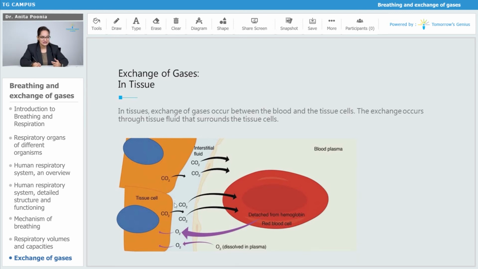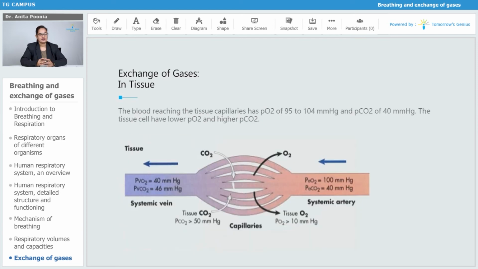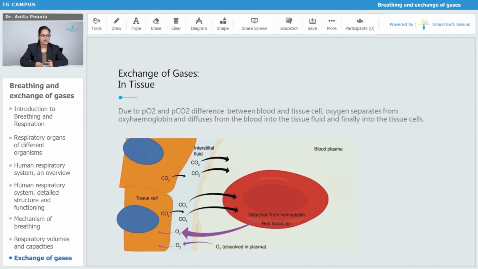As you can see in here, the tissue cell. Now students, the blood reaching the tissue capillary has a partial pressure of oxygen of 95 to 104 mm Hg and a partial pressure of carbon dioxide of 40 mm Hg, and the tissue cell has a lower partial pressure of oxygen and higher partial pressure of carbon dioxide.